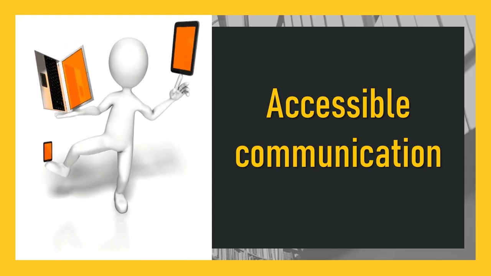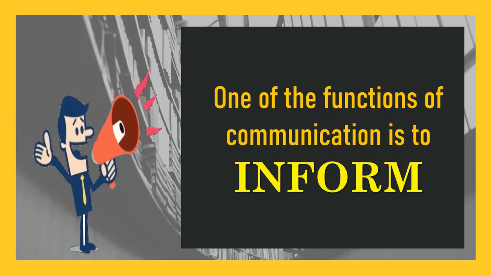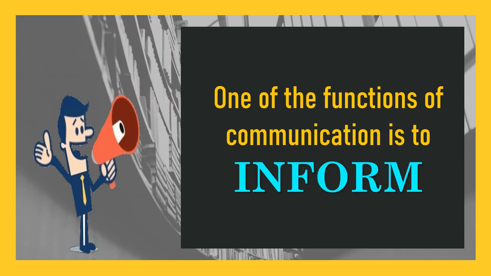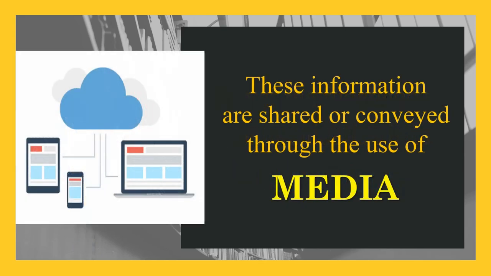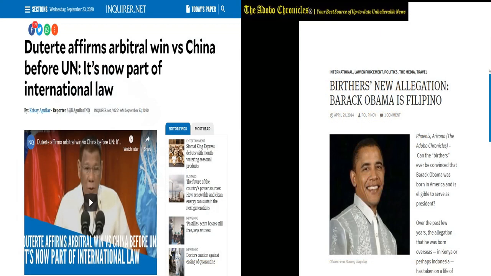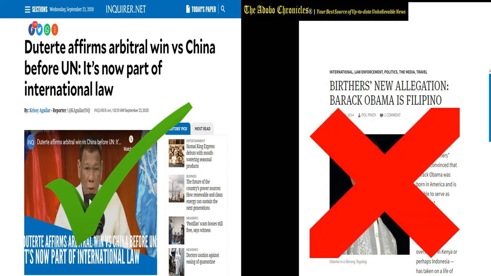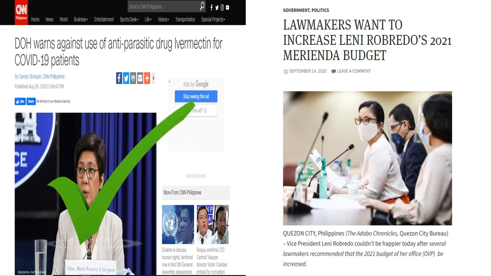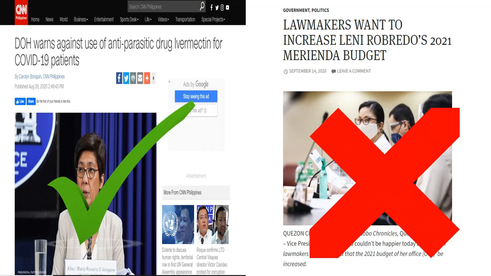And we are already aware that one of the functions of communication is to inform, right? And this information is shared or conveyed through the use of media. And because of this easy access, varied information is spread throughout media that we can no longer determine or recognize which one is accurate or not. That is why this subject is really necessary for you to be functionally literate when it comes to media and to all the information that you see online.